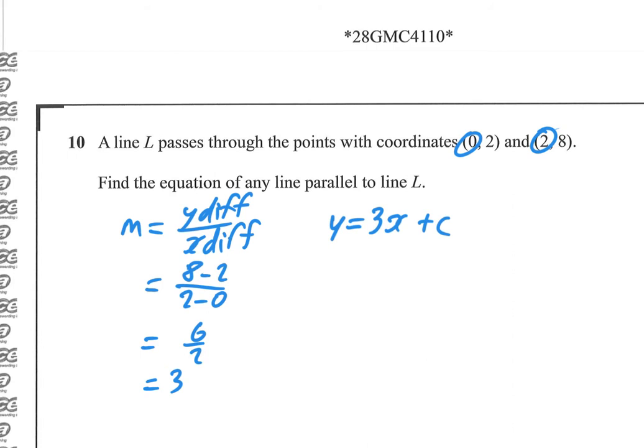Now, a parallel line means it's a different line. It is parallel to, but it is different. So it's not exactly the same. And if you look at our original line, it goes through (0, 2), so its intercept would be 2. So we have to pick any number different. So I've just said y is equal to 3x plus, and I just randomly picked 17. But just to show you, this number here could have been anything other than 2, basically, and would have given you your answer.